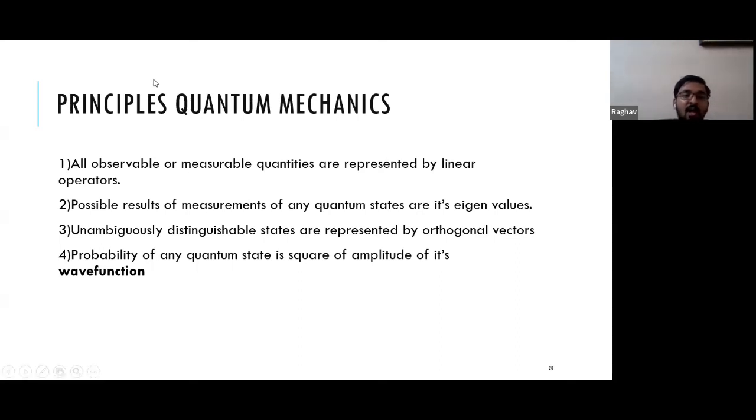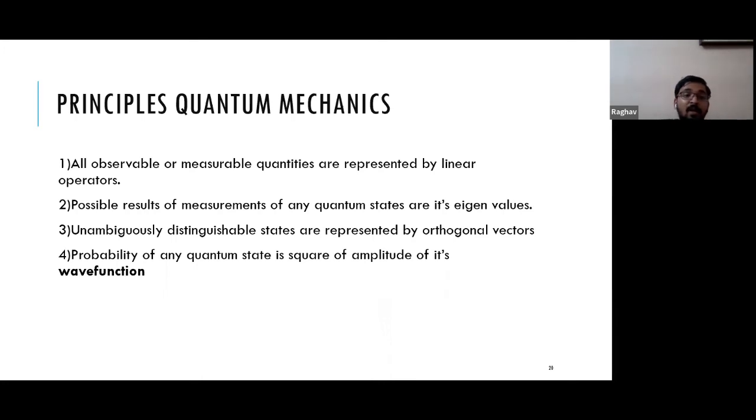First, all observable or measurable quantities in quantum physics are represented by linear operators. What does linear operators mean? Operators which are linear, like when they are multiplied with a scalar, they are multiplied. Like f of ax is a times f of x, or f of a plus b is equal to f of a plus f of b.